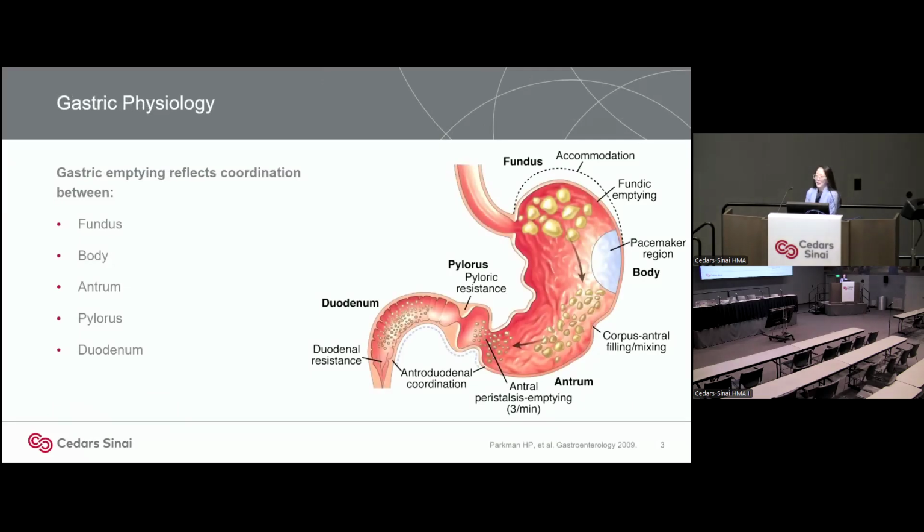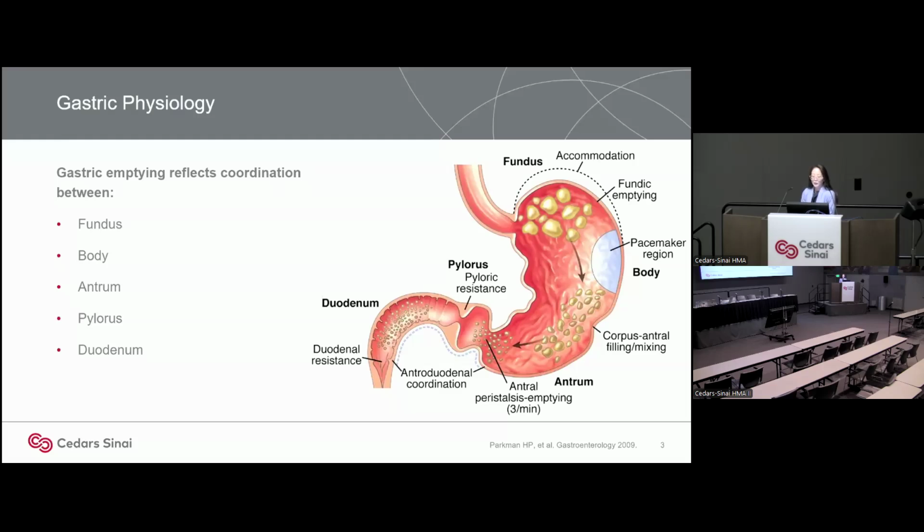So before talking about gastric physiology testing, this is a very brief, very superficial overview of gastric physiology. When we think about what the stomach is doing and what the different parts of the stomach are doing, the first part of the stomach that we see most proximally is the fundus. The fundus is really responsible for accommodating the meal that we're eating so that we can tolerate more than a few bites or an entire meal.